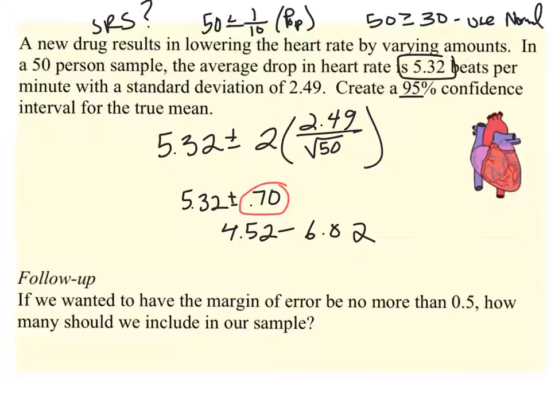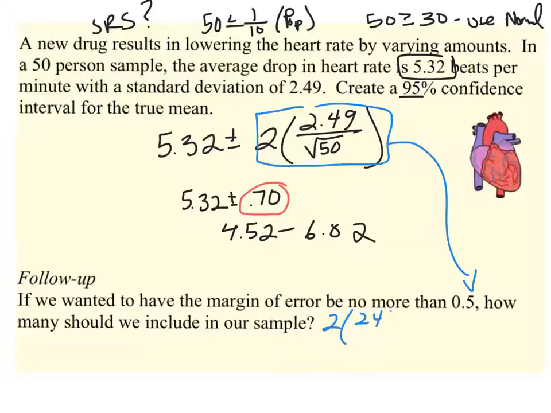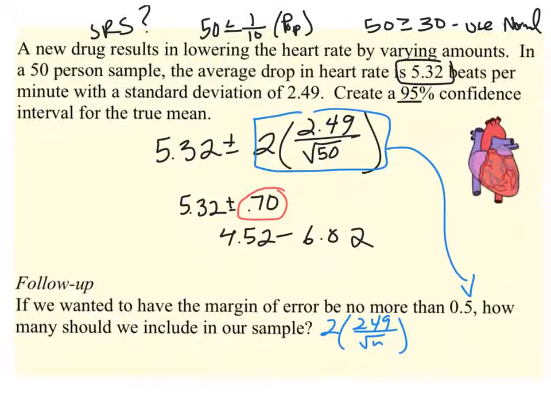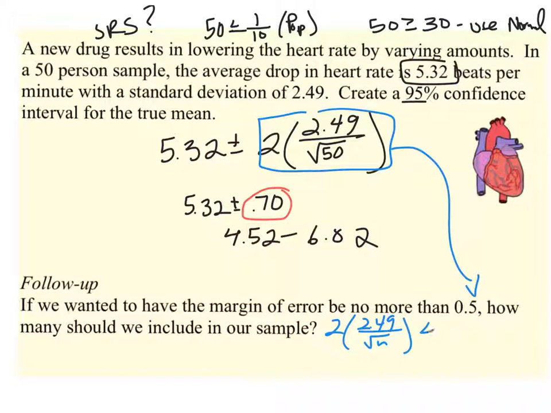Well, so this really comes down to just saying, okay, well, this is the margin of error. How can we make that equal to 0.5? So 2 times 2.49 over the square root of n, and this has got to be less than or equal to 0.5. So if we divide both sides by 2, we've got that. I'm going to work over here. My work will get a little jumbled. I apologize. Square root of n is less than or equal to 0.25.